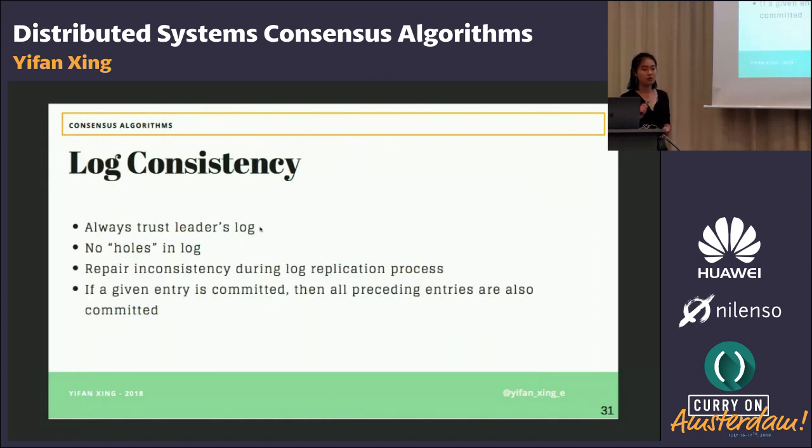We follow the following rules in Raft to keep the log consistent. We always trust the leader's log. We're always going to say the leader is always right. And we do not allow any holes in the log. That means when the client gives us a command, we always append it to the end. We don't skip log entries. There are no holes in the log.